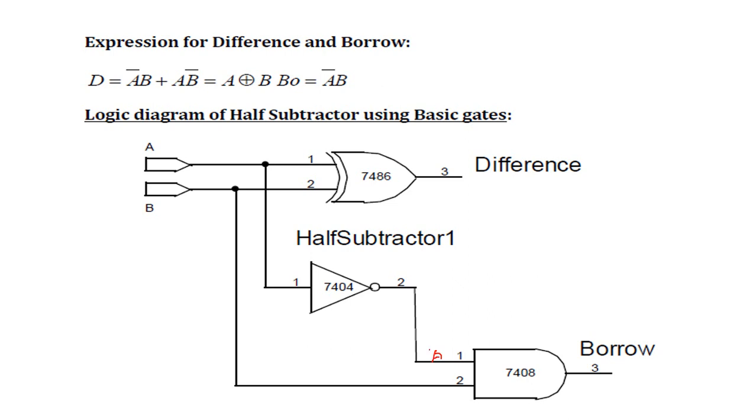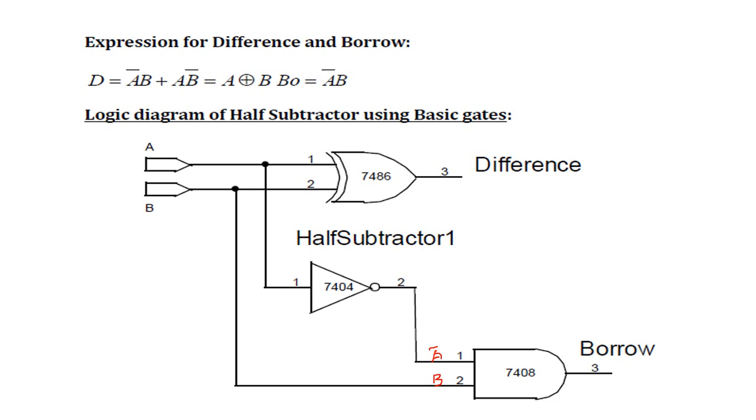This is A bar. And one more input of the AND gate is tapped from the B point. So another input of the AND gate is B. The AND gate is just multiplication. The output of the borrow is here A bar B. So this is the logic diagram for the half subtractor.